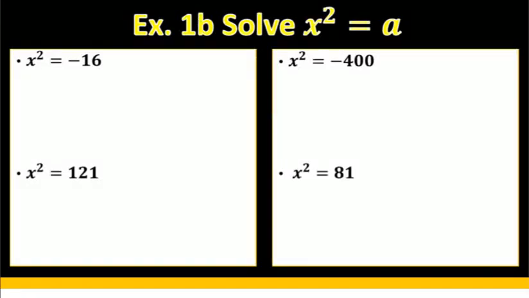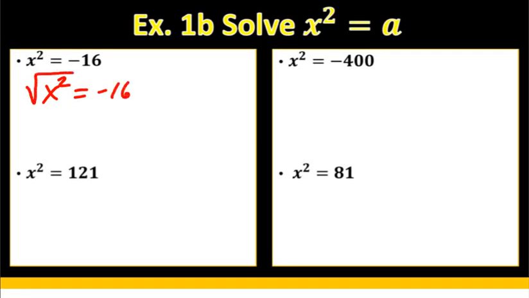So let's look at an example ourselves. Here we have x squared equals a negative 16. To undo a square, I need to find the square roots of both sides. And when I find the square root of both sides, here I cannot get an answer for a square root of a negative number. It does not equal a positive and a negative 4. So this one would be no solution. So remember, you can never ever find a square root of a negative number.